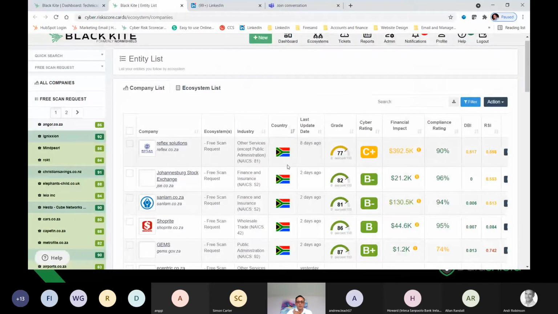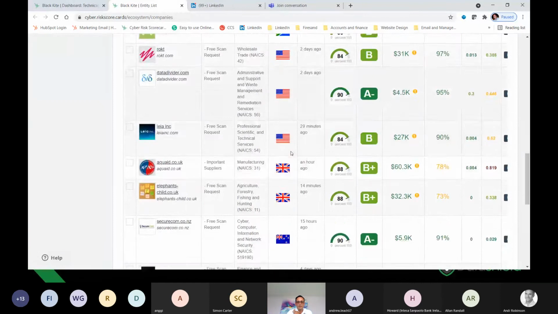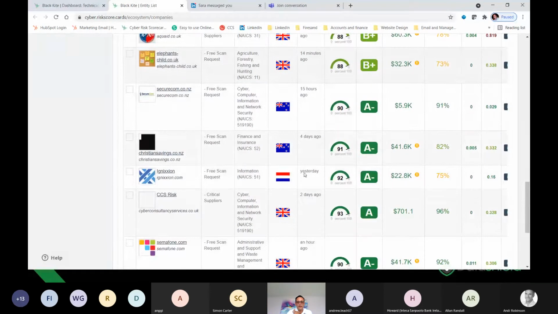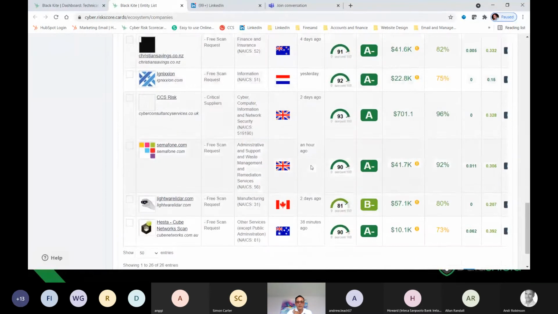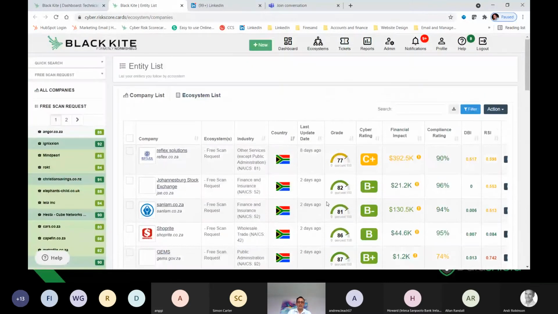Well, obviously, we've got quite a few organizations in South Africa. We've got some US companies, a couple of UK companies there, some New Zealand, UK, Canada. So it knows where they are. The platform knows from their domain name where that company is registered. It knows what their vertical is. So it can start to really sort around that.